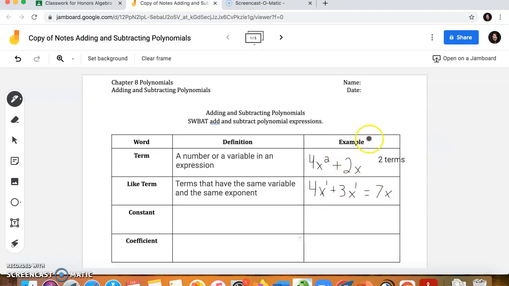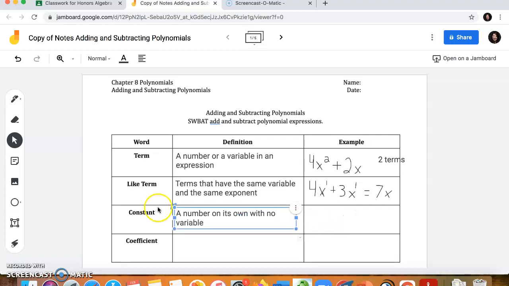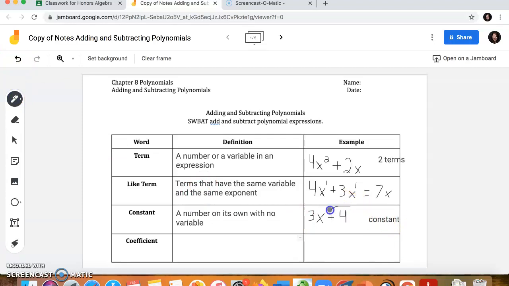You can combine them. A constant is a number on its own. So it's a number that's on its own with no variable, though it could have an exponent. So if we had 3x plus 4, the 4 would be the constant because it's hanging out by itself.